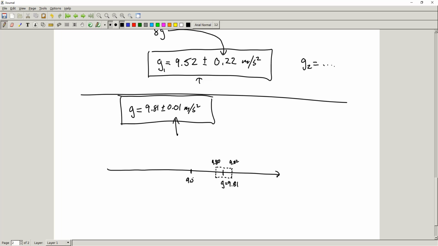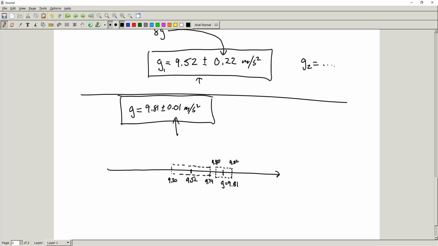We'll call this 9.52. And now this has a somewhat larger blurry region, right? We have a larger 0.22 blurry region. So how large can it be? Well, 9.52 plus 0.22 will give us 9.74, so that would end somewhere like here, let's say. And it'll extend all the way down here to 9.30, right? So we have a large blurry region in here on our number line.